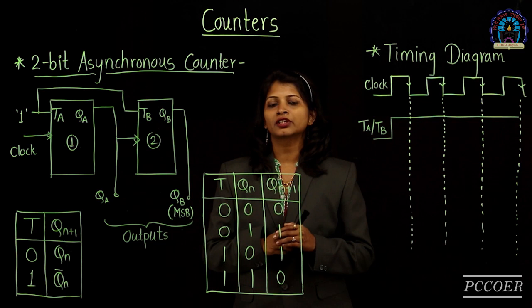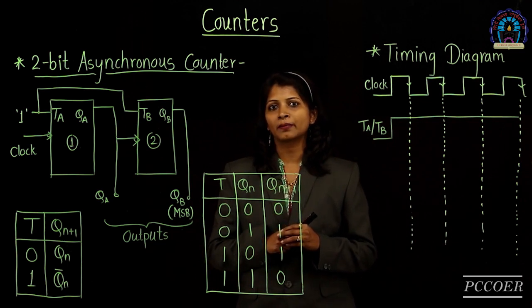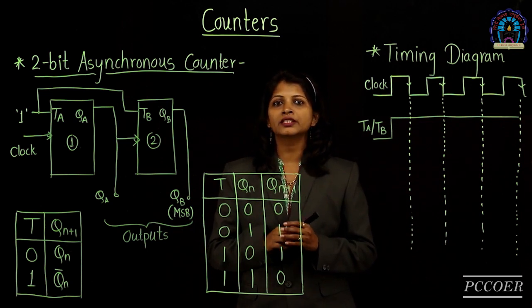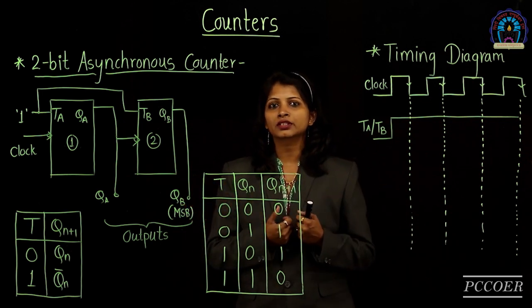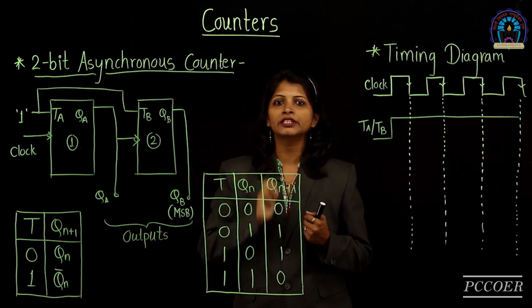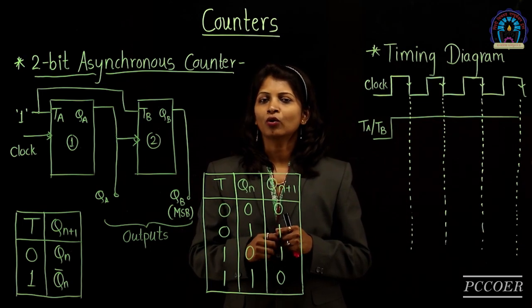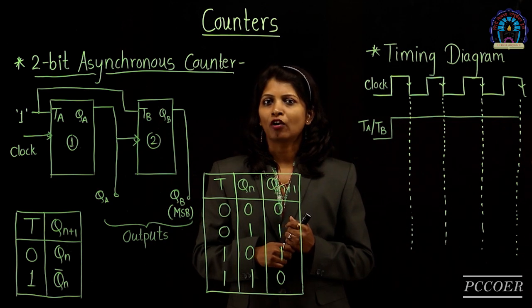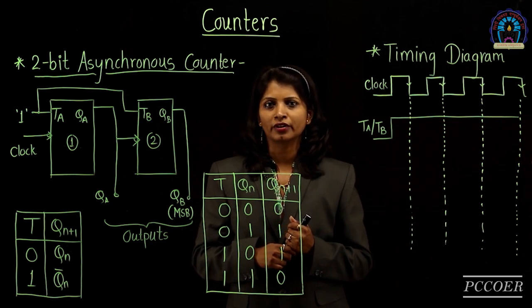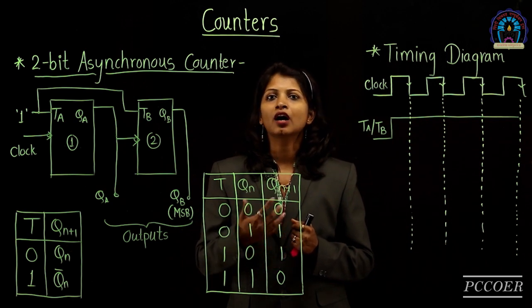The second classification of counters is based on the clocking method, that is, the way in which the clock is applied to all the flip-flops present in the counter. The two types are asynchronous and synchronous counters. In an asynchronous counter, the output of the first flip-flop is connected as a clock input to the second. In a synchronous counter, all the flip-flops are clocked simultaneously. Now let's take an example of a 2-bit asynchronous counter and see how it counts the states in the up direction.